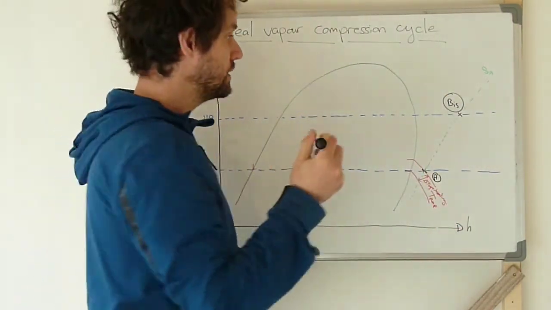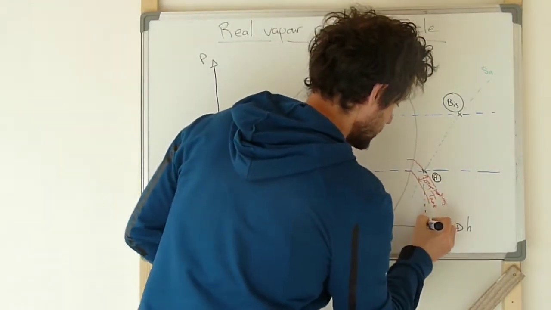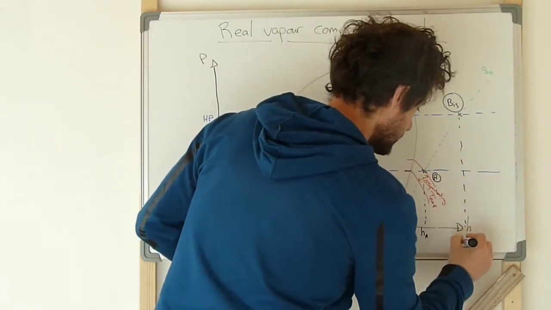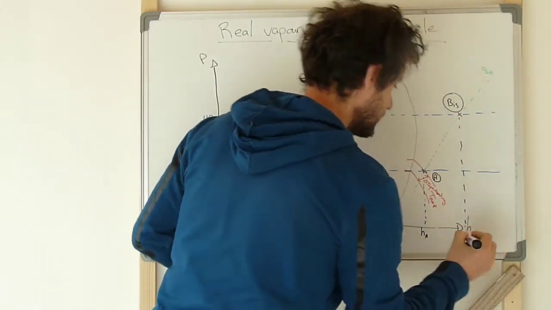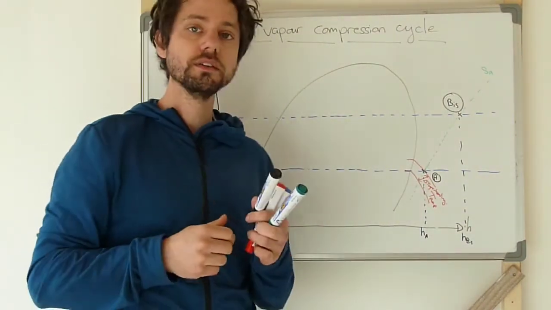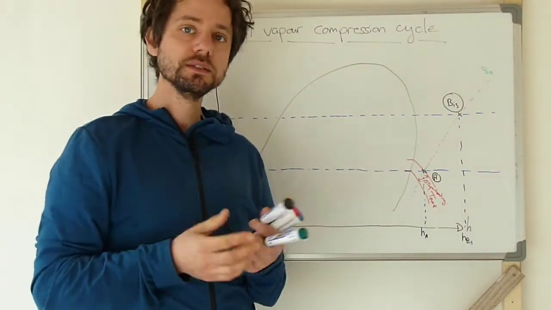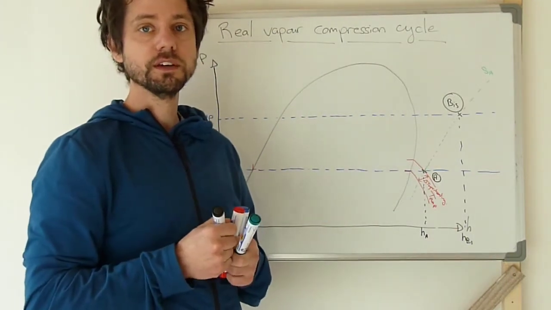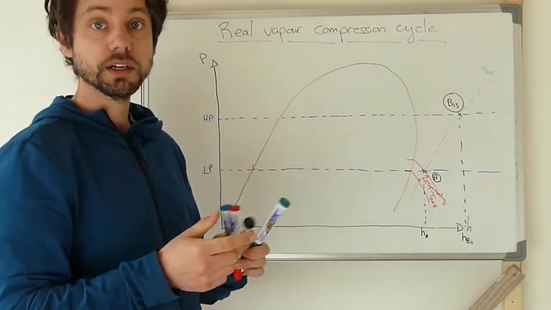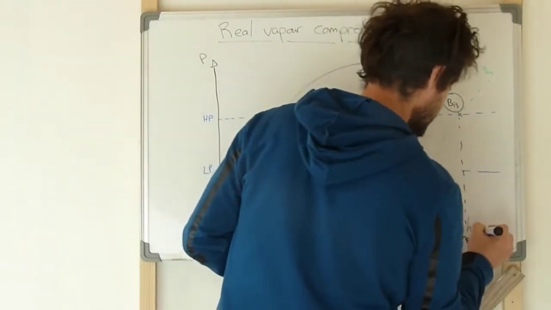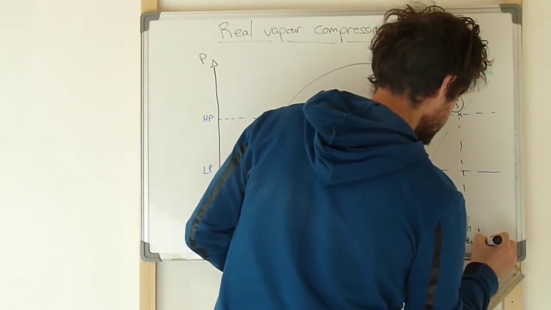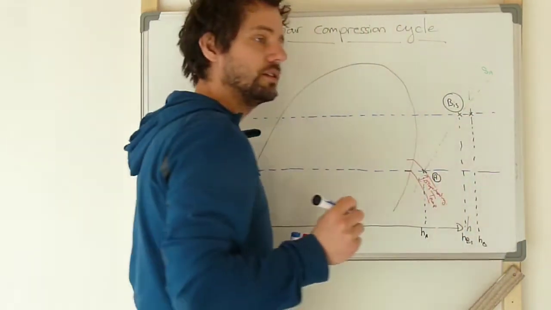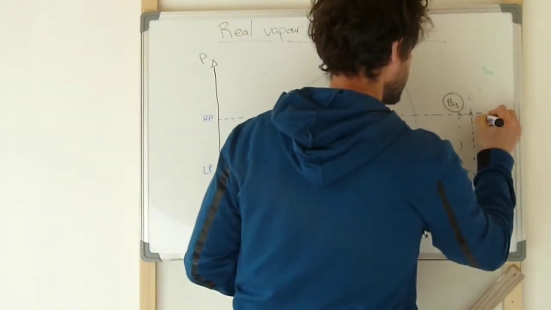So on the x-axis you can read the specific enthalpy of point A. You can also read the specific enthalpy of point B_s, and once you know these two specific enthalpies, using the isentropic efficiency of the compressor, you can calculate the specific enthalpy of point B real, and in that case you look for this specific enthalpy, and when it crosses the high pressure, it corresponds to point B.